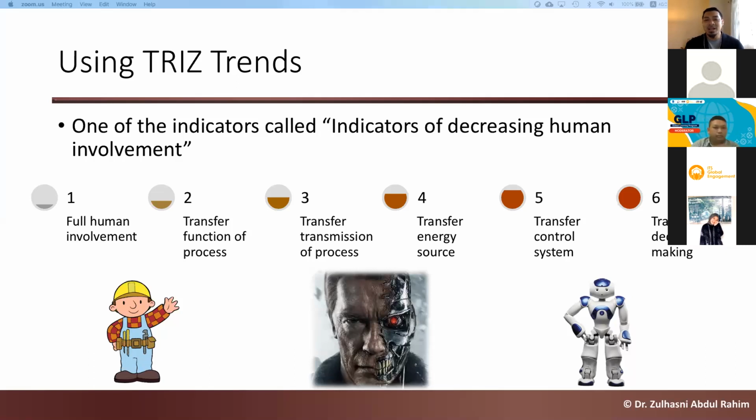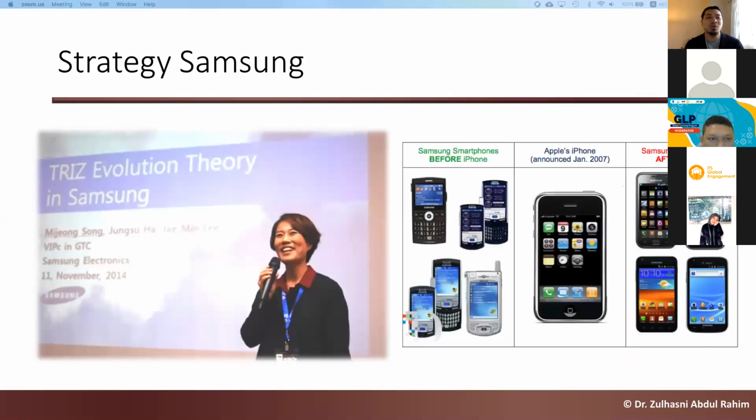I also learned this knowledge from my teacher, Dr. Mi Jong Song, Vice President of Samsung Electronics. He taught us how to predict and forecast new technology. As we know, Samsung is now leading in developing the flexible, foldable smartphone. They actually promoted this technology back in 2016 in the US, and right now they are securing that technology.